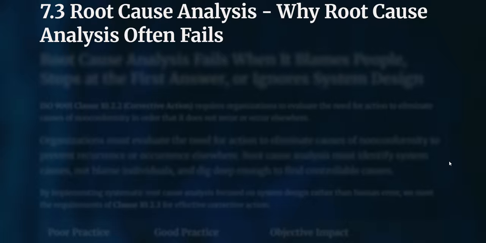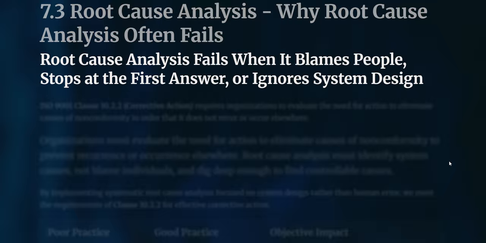The third topic of today is root cause analysis. Why does root cause analysis often fail? Root cause analysis often fails when it blames people, when it stops at the first answer, or when it ignores the system design.